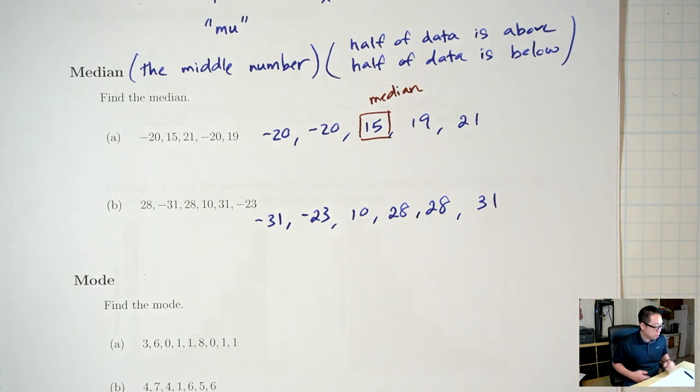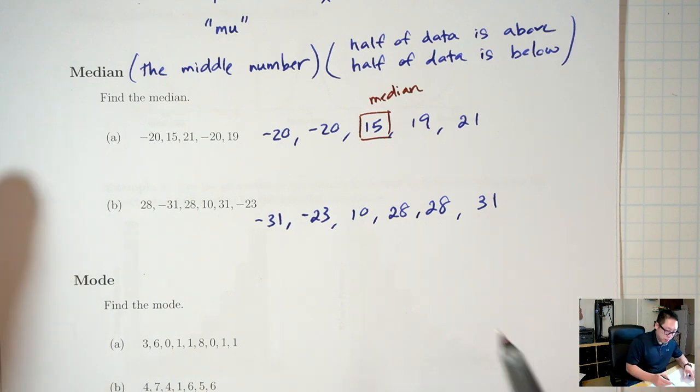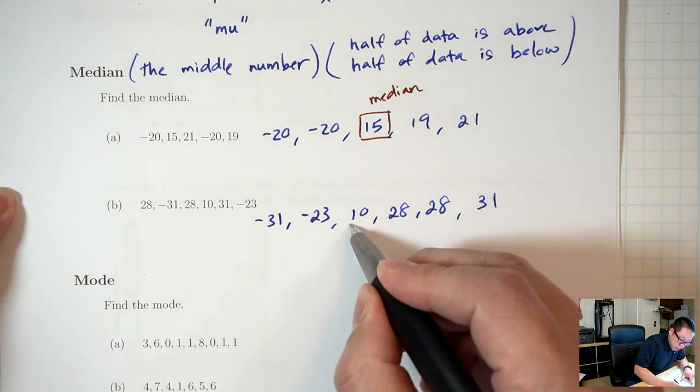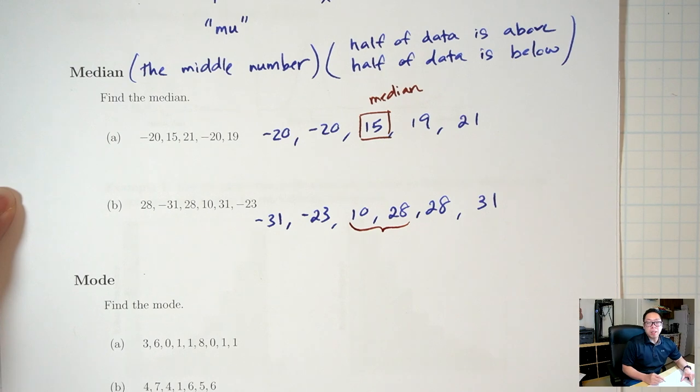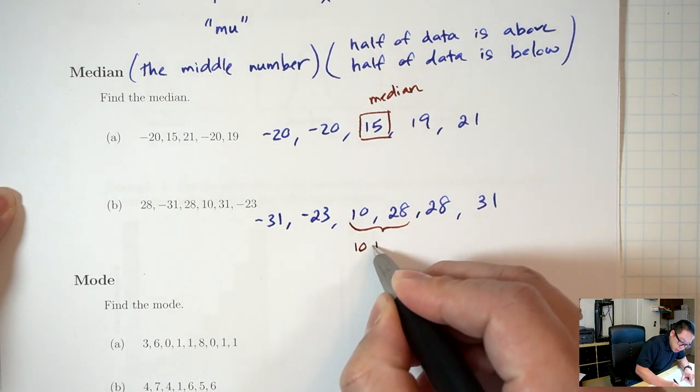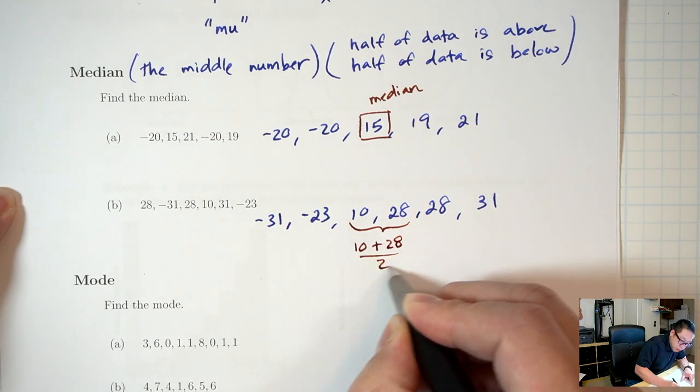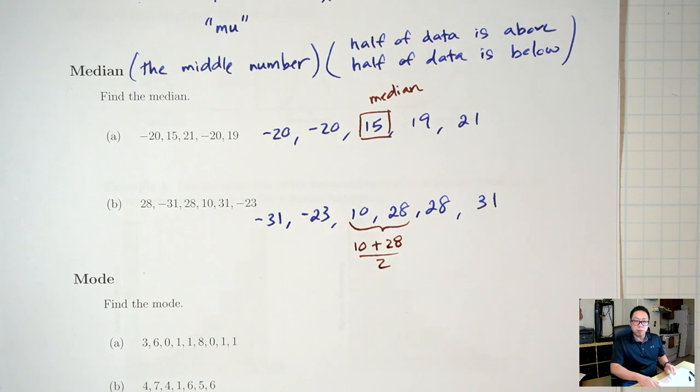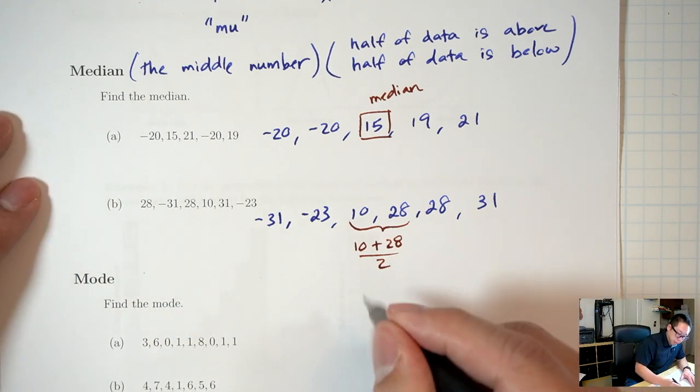Okay, so what do you do? What you do is you take the two numbers in the middle, which is the 10 and the 28, and then you're going to average them. So add them up and divide by two. So we're going to take 10 plus 28 and divide by two. So 10 plus 28 is 38, and then divided by 2. 38 divided by 2 is 19.